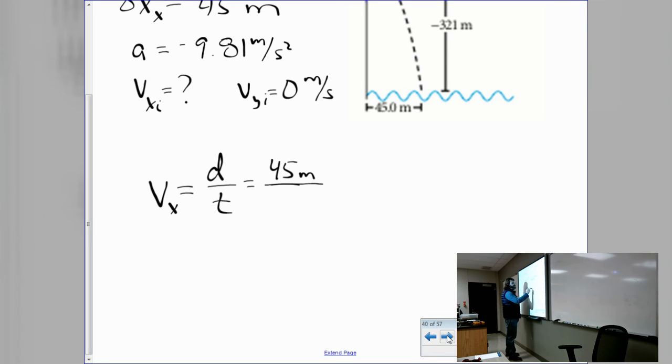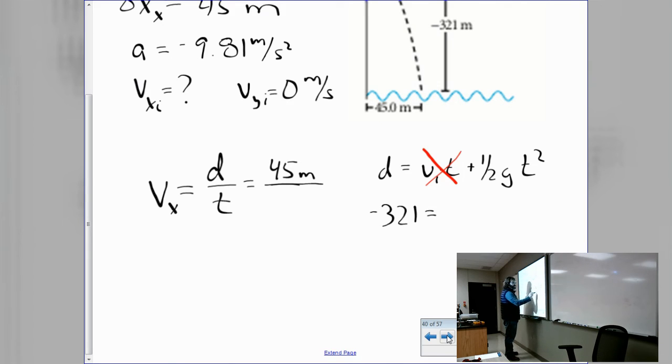So let me write that again here. The displacement equals the initial velocity times time plus half g t squared, where g is just gravity. The initial velocity in the y direction is 0, so that part of the equation is going to cancel out. We don't have to do anything with that, and all other pieces of information we have. So the displacement is negative 321 meters, equals half of negative 9.81 times t squared. We only have one variable to solve for, and that's t, and we can definitely do that.